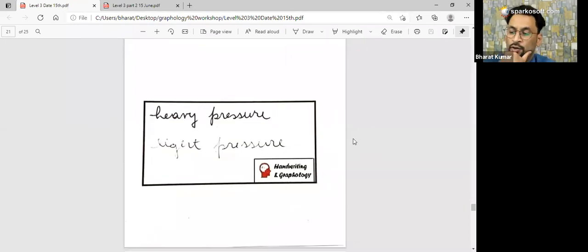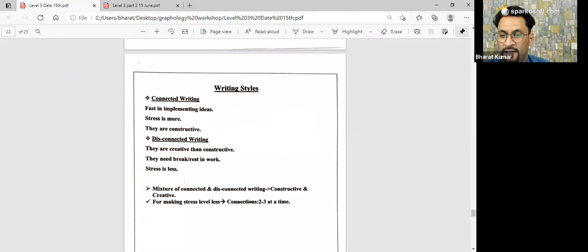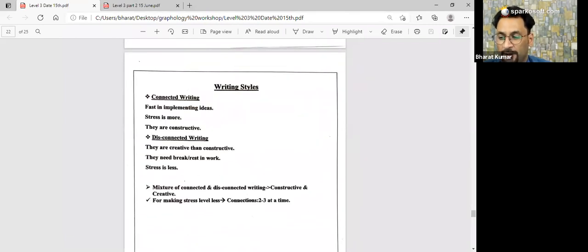Okay, now how to find out difference of pressure? You can find out whether upper writing is having high pressure or lower writing is in high pressure. Please answer in chat box. Upper writing is having high pressure or lower writing is having high pressure? Okay, everyone is having the correct answer. So clearly visible. In this way, you can find out where your client is using heavy pressure. Got my point?